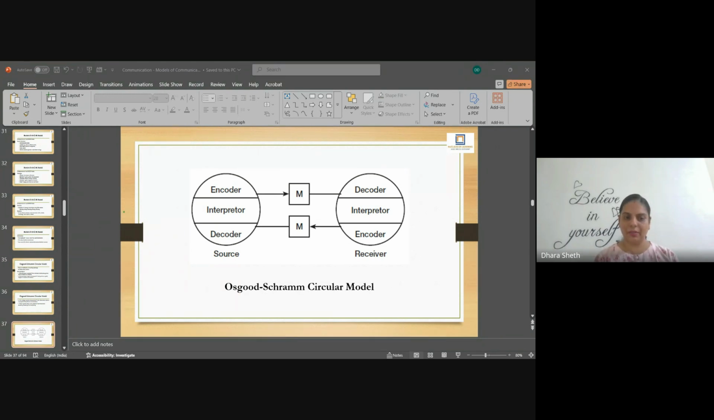Let's start from here. Okay. Encoder sends the message to the decoder. That's the receiver. Now, once the message is decoded, it is interpreted. What is the meaning of the message? And then the encoder sends the reply to the source. So now the source becomes the decoder, interprets the message and again sends. So this cycle keeps on going on and on. Clear?